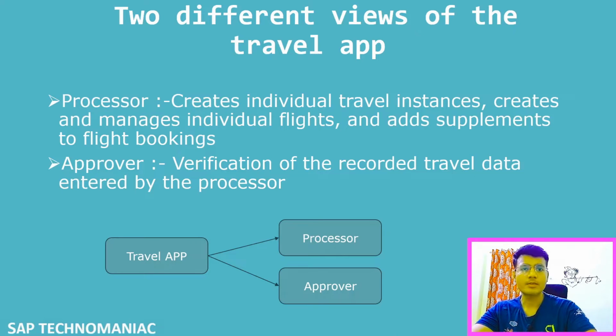Before going further, I want to explain that we want to create this travel app for two kinds of users. First is the processor, second is the approver. We have developed our consumption layer till now for the processor. For the processor and approver, the consumption view which we have created will work the same, but the UI layer will be a little bit different. So first we want to complete the processor application, then we will start our approver application.